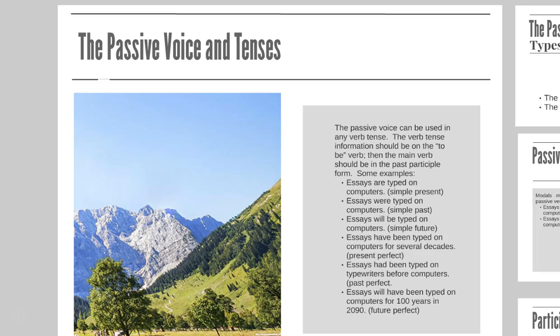And finally, the last example is in future perfect. Essays will have been typed on computers for 100 years in 2090. So will have been is the verb to be in the future perfect, and then the verb typed is included there, the past participle form, because it's a passive construction.